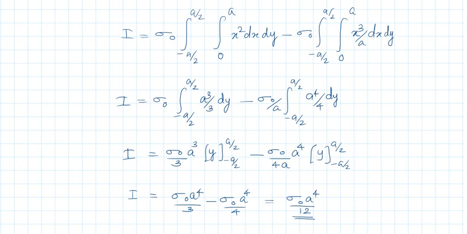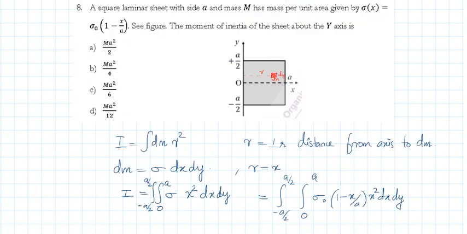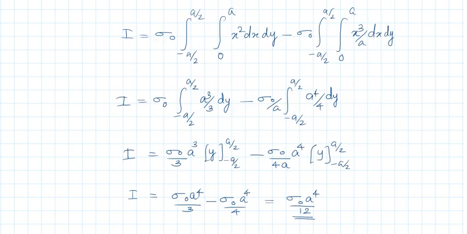So I is equal to sigma 0 a cube by 3 into, this will give you an a, so that becomes a raised to 4, minus sigma 0 a raised to 4 by 4. Taking the LCM, you will get sigma 0 a raised to 4 by 12. This is the value of the moment of inertia. But the answer choices are all in terms of mass, so you have to introduce mass.